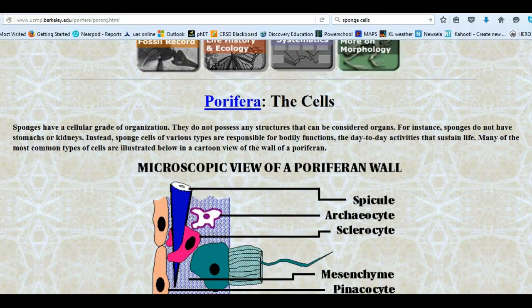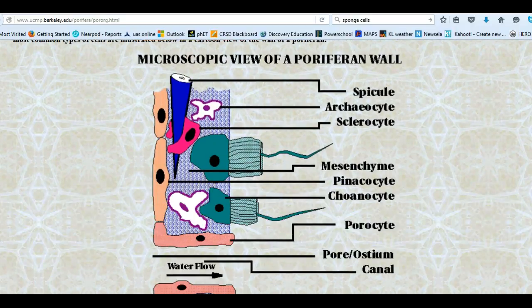And also this top of the cell, we'll look at it in a minute though. Okay, so that's kind of the cells. So we have this archaeocyte. This can become anything. This is your collar cell or choanocyte, and your collar and your flagellum. And then you have these porocytes right here, these pore cells that allow water to come in.